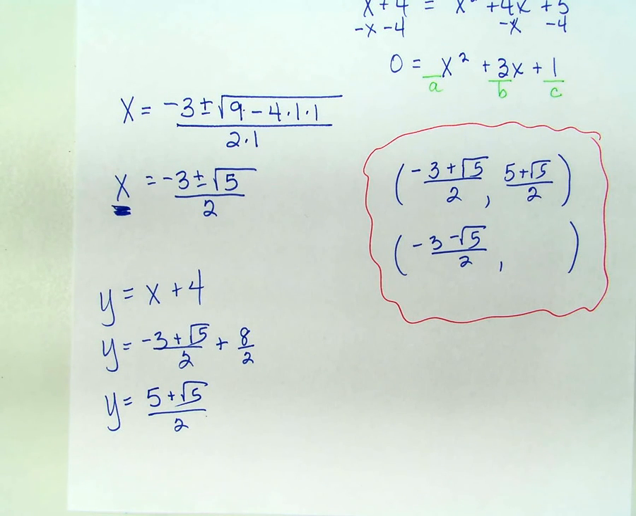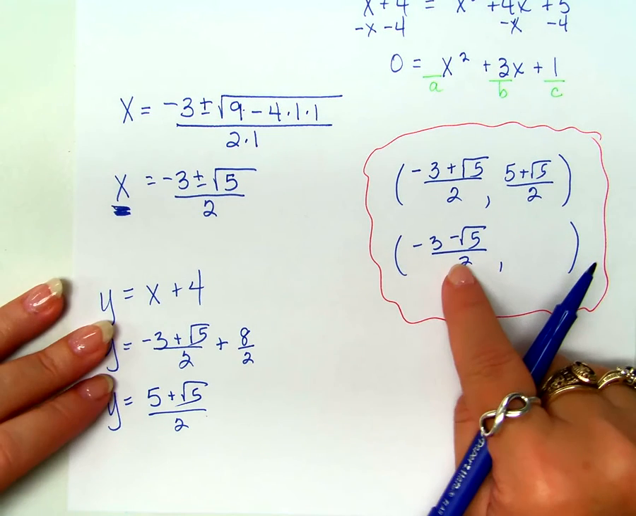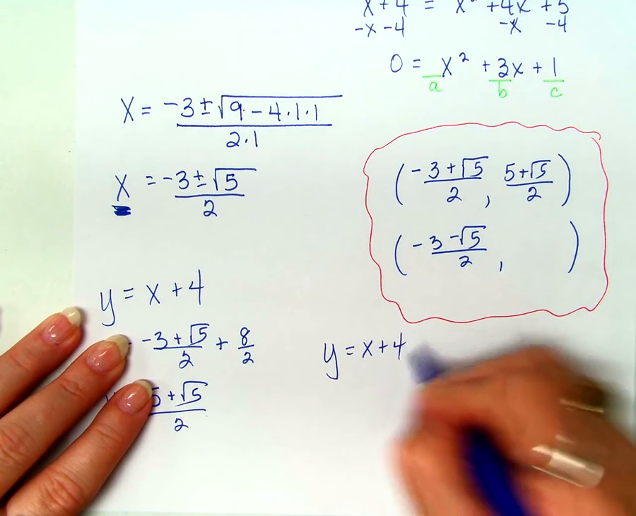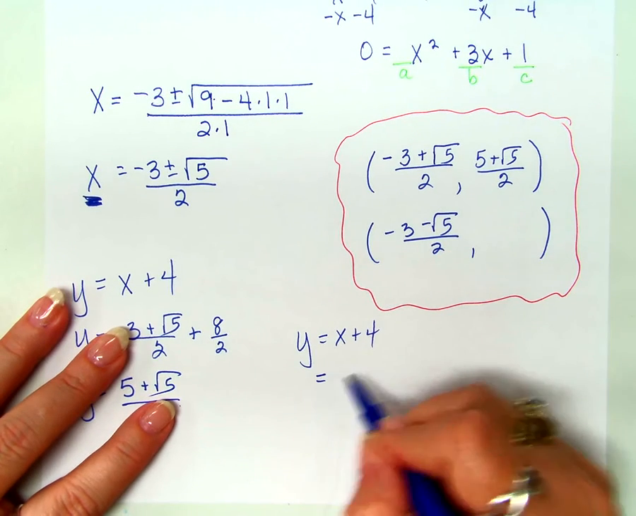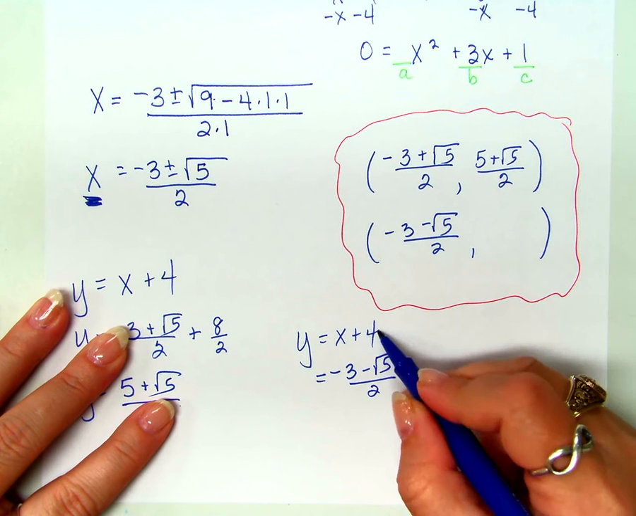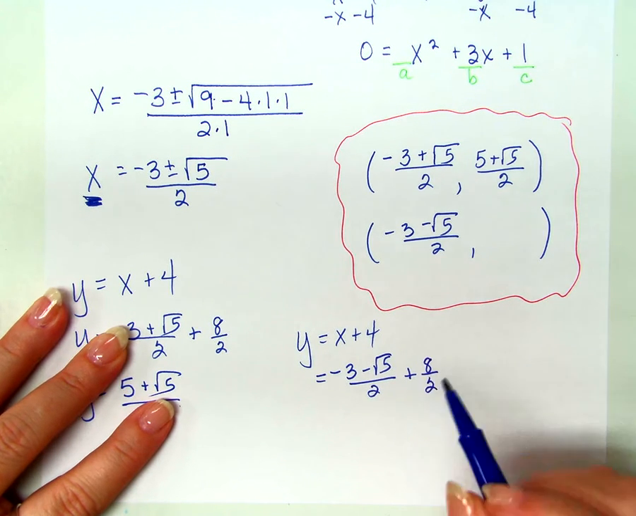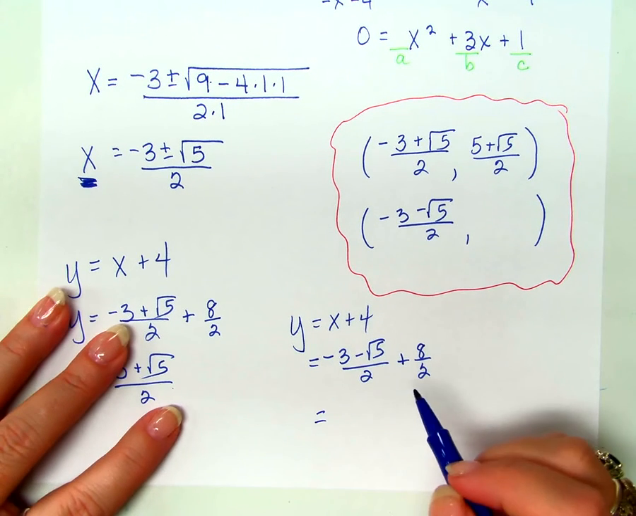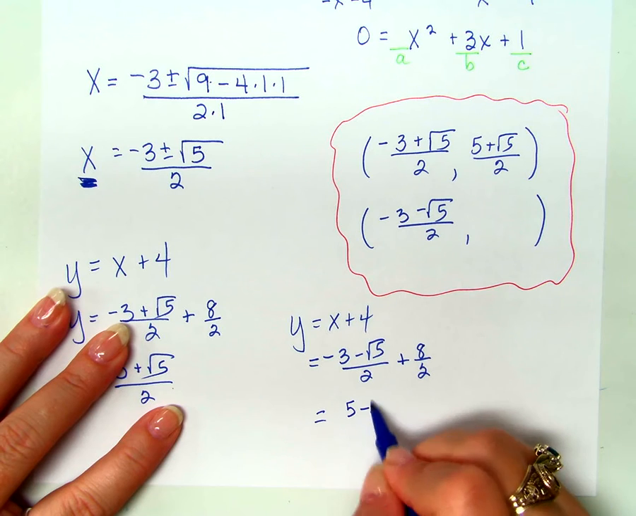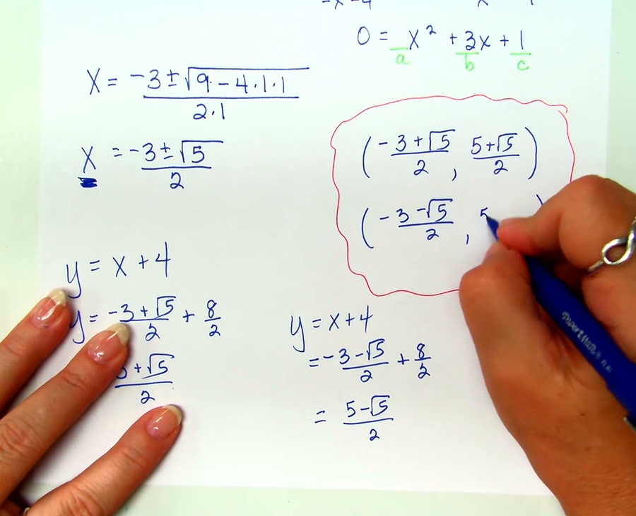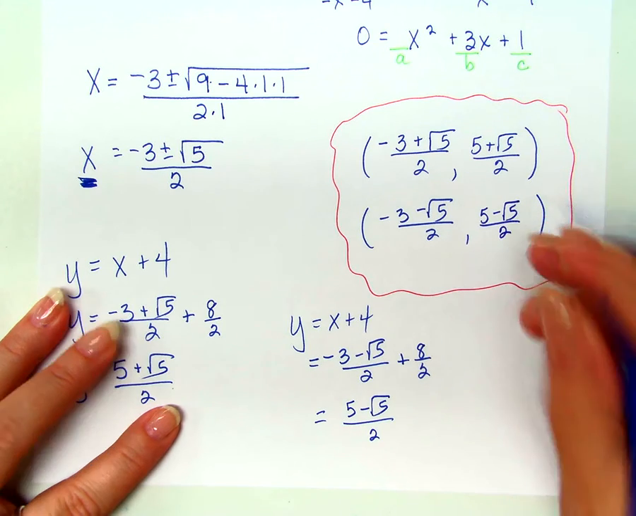I have to do it again. So let's do it again and I'll answer that question. Fair enough? I have to do it again with this x-coordinate, don't I? y equals x plus 4, and I know my x this time is this one. Negative 3 minus root 5 over 2 plus 4, which I know is 8 over 2. Now that I have a common denominator, I can add the numerators. What does that give me? 5 minus root 5 over 2. So when I use this x-coordinate, I get 5 minus root 5 over 2.